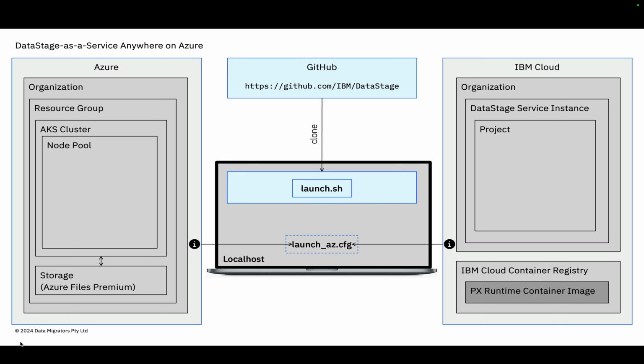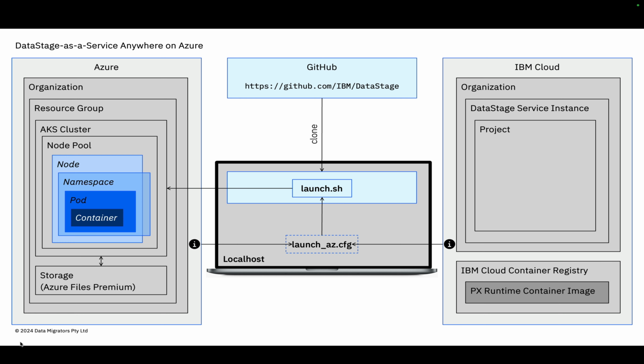Within there, I'll find a script called launch.sh. I'll run it, providing my launch.cfg config file as a parameter. What that script will do is create all the remaining resources in my Azure Kubernetes cluster, and create a reference in my IBM Cloud environment to that cluster.